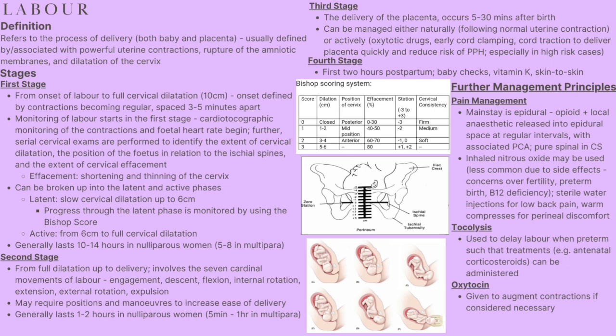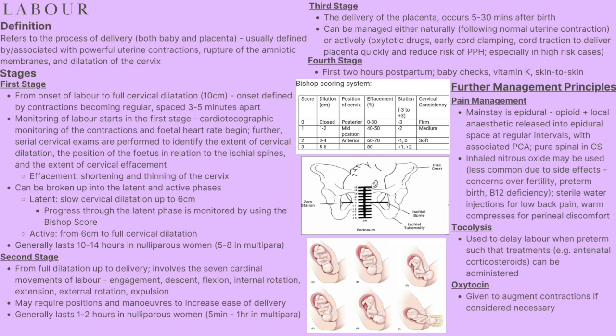Inhaled nitrous oxide may be used, but this is less common due to concerns over side effects such as concerns over fertility, preterm birth, and B12 deficiency. Sterile water injections might be used to manage low back pain during labor, and warm compresses can be used for perineal discomfort and to reduce the risk of perineal tearing.